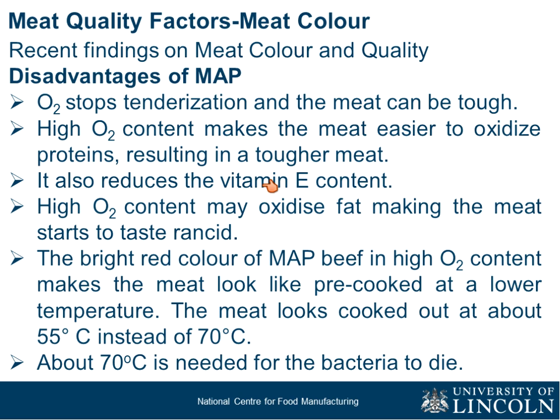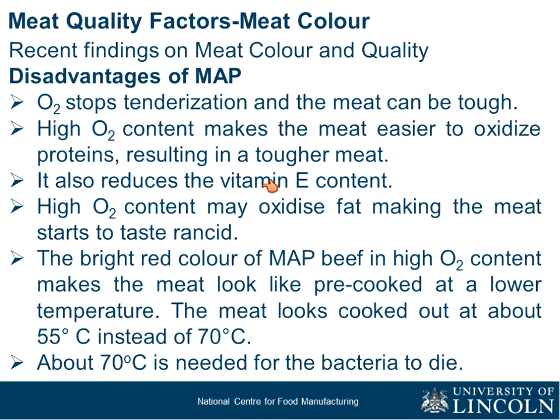Now the bright red color of MAP beef in high oxygen content makes the meat look like it's pre-cooked at a lower temperature. The problem with this is when your meat is appearing cooked at a very low temperature, the danger is the survival of microorganisms. Now we are meant to cook our meat according to legislation at about 70-something plus degrees Celsius.